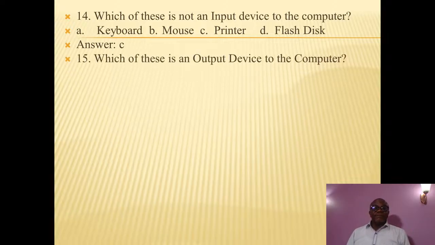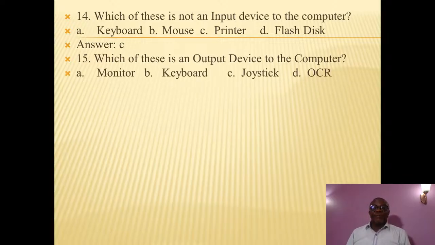Now 15, which of these is an output device to the computer? Monitor, keyboard, joystick, OCR, that is optical character recognition. So we see that our answer is, of course, A. Monitor is an output device to the computer.